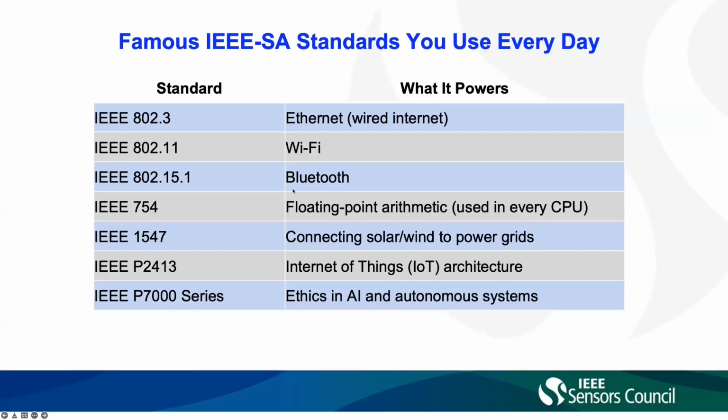And here are some of the standards you use every day in life. The Ethernet, 802, 802.11 Wi-Fi, the Bluetooth, floating point arithmetic, in every CPU and every computer, the solar wind to power grid standards, IEEE 1547, Internet of Things, the architecture and all of the devices and sensors around the world talking to each other. And here's some ethics in AI and autonomous systems. That's the IEEE P7000 series. So these IEEE standards are an important part of everyone's life.